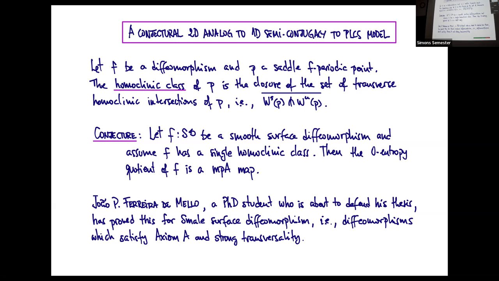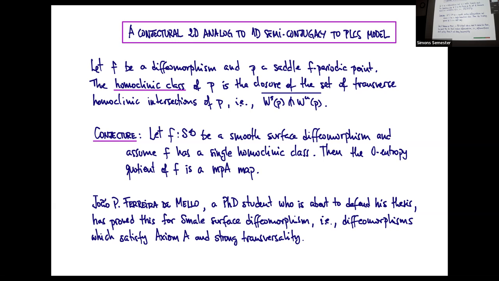The zero entropy quotient is this quotient: you collapse the zero entropy pieces and then you remain with everything else. In our theorem, we know that this quotient exists, it is supposedly smooth, and if it has a single homoclinic class, it should have added structure. The quotient should maybe be a transitive map, et cetera. And we know it's tight.